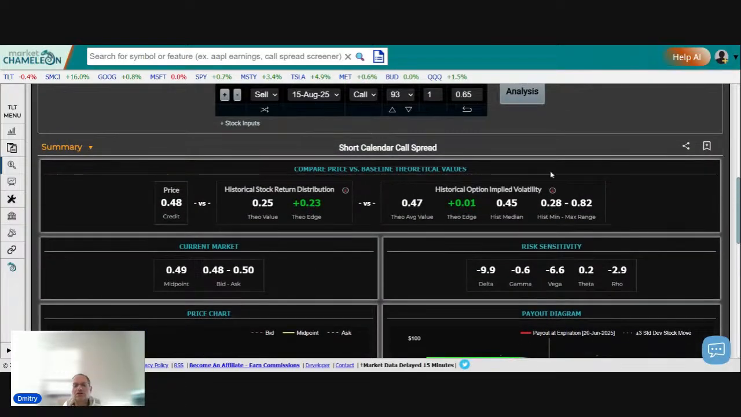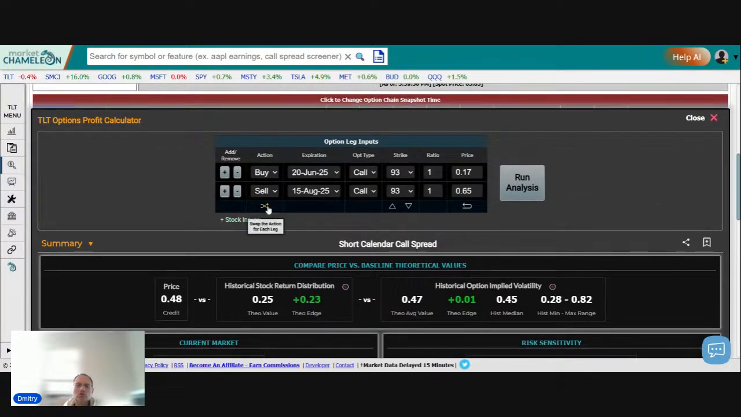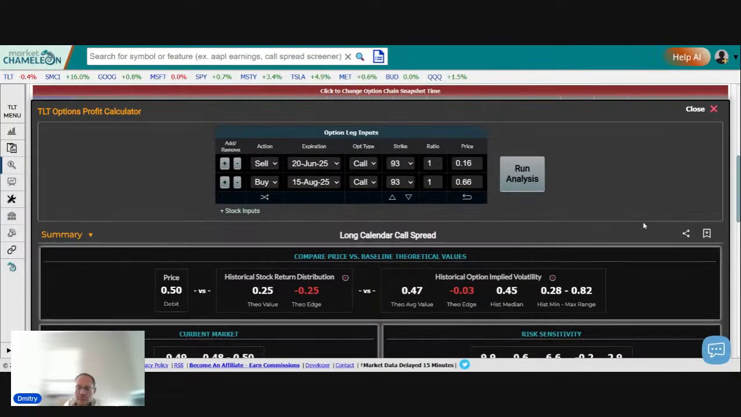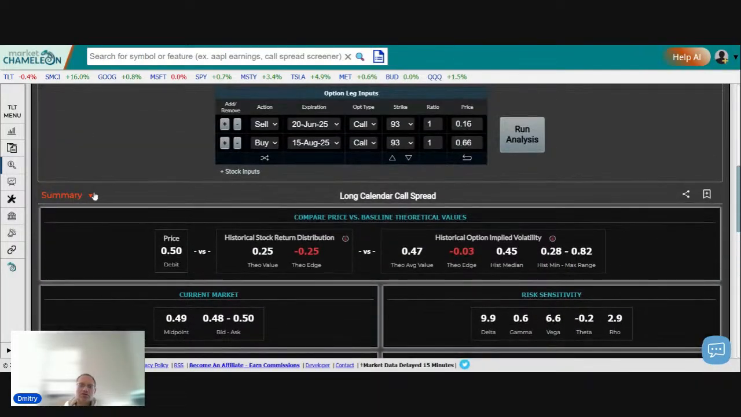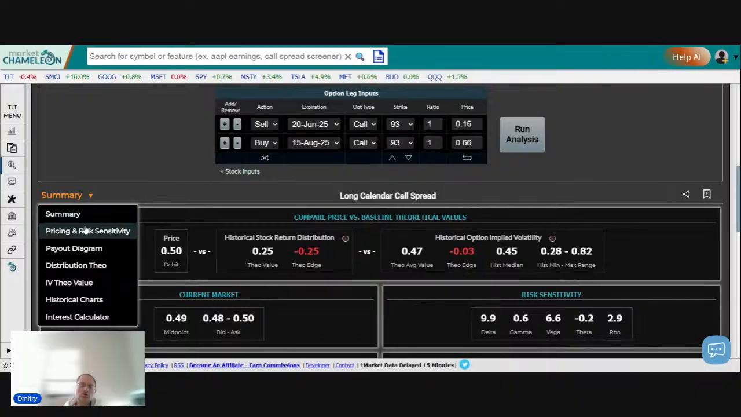Okay. So let's come to another tool that could help us change the parameters. Let me go back to our original. I'm going to swap this, buy and sell. So we're going to go back to buying the August 15th, selling the June 20th. Click on this. Now we swap the actions, run the analysis. Now we're back to our original setup. And let's go to the pricing of risk and sensitivity.